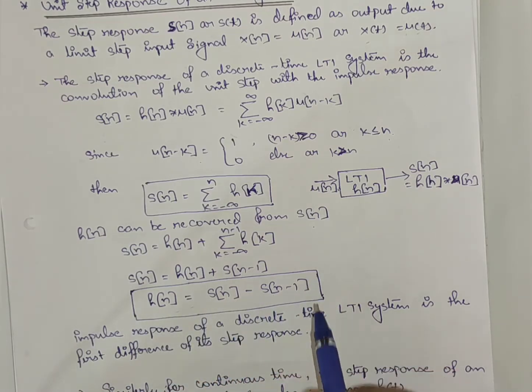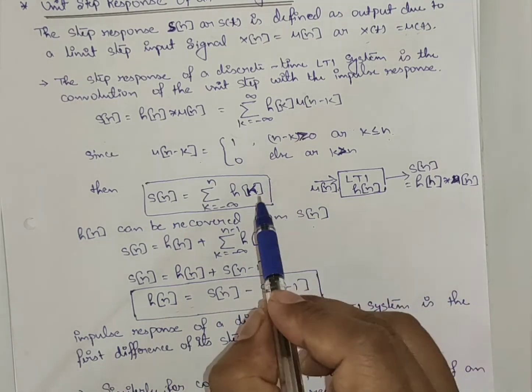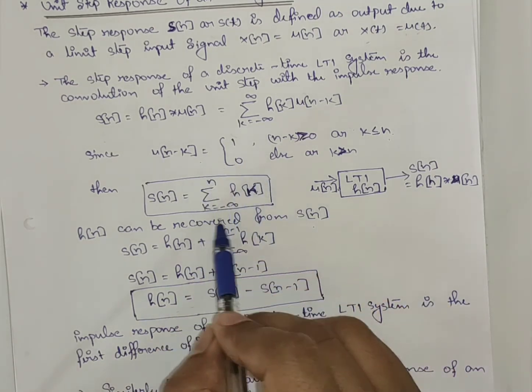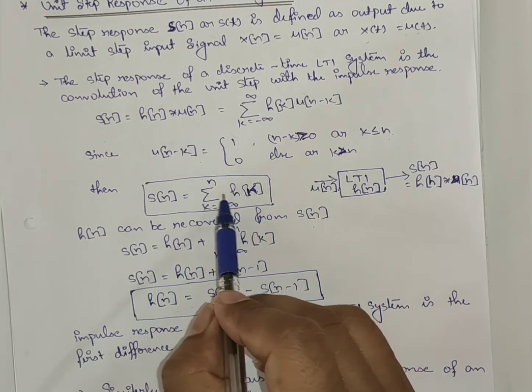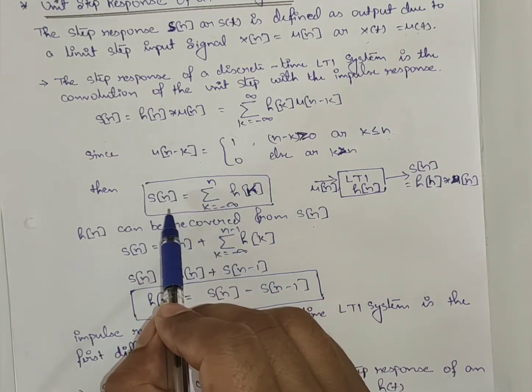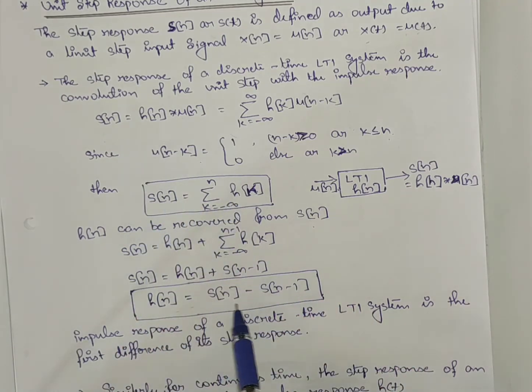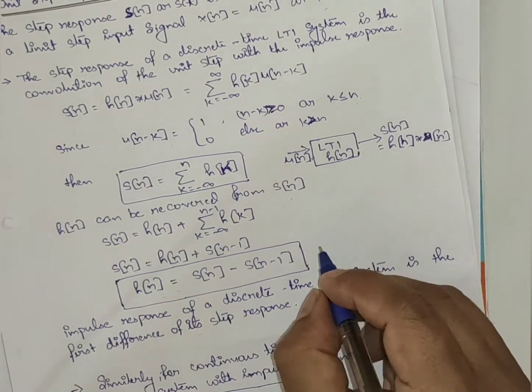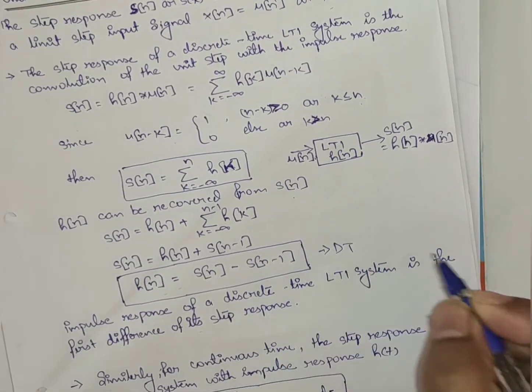Therefore, from these two equations, if the impulse response is given, after summation we obtain the step response. If the step response is given, we get the impulse response. Therefore, the impulse response of a discrete-time LTI system is nothing but the first difference of the step response. This is for the case of discrete time.